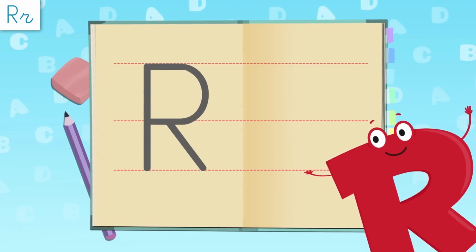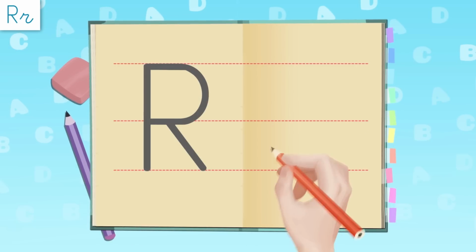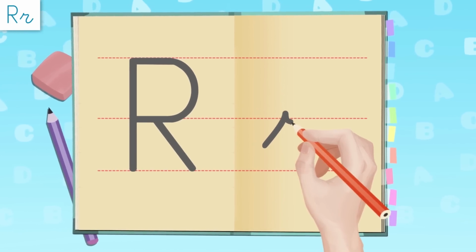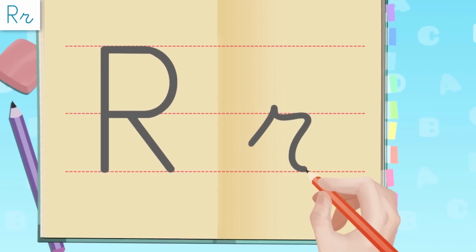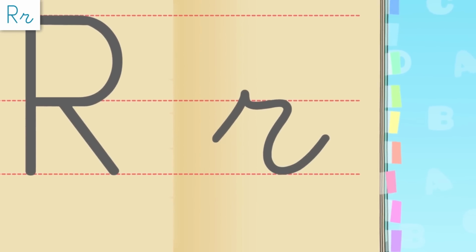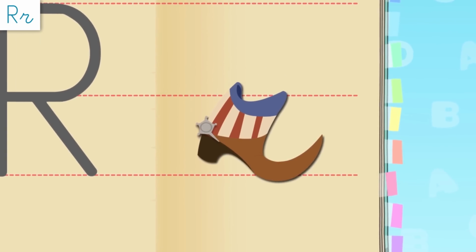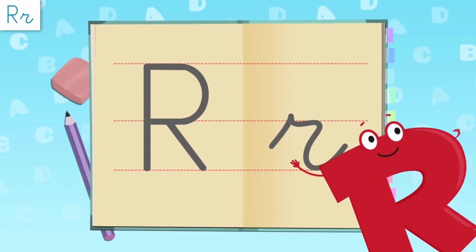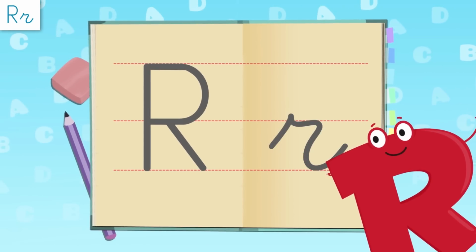Now let's try the lower cap. Ready? We start here. Then we go right. Now we go down and curve a little here. Brilliant! Oh, now I look like a boot. Try it at home with pen and paper. It's super easy.